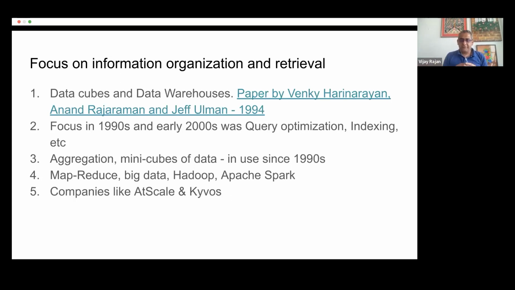Back in 1994, Professor Jeffrey Ullman, Dr. Anand Rajaraman, and Dr. Venki Harinarayan at Stanford had this publication on data cubes and data warehouses. It's probably one of the most quoted papers in the history of IEEE or ACM, I forget which one. And Anand Rajaraman is perhaps like the Amitabh Bachchan of data science, if you may.